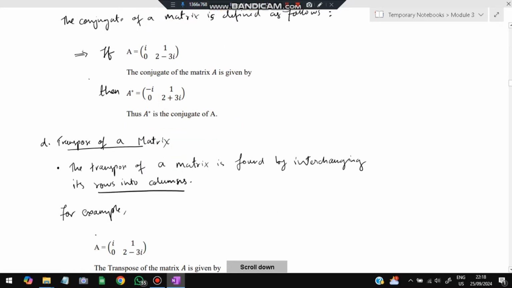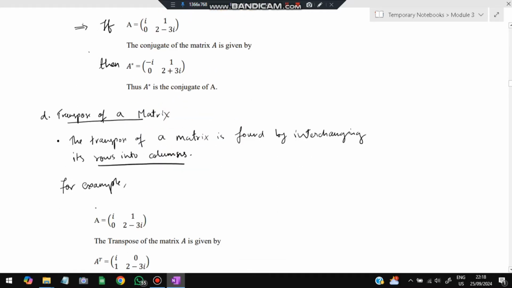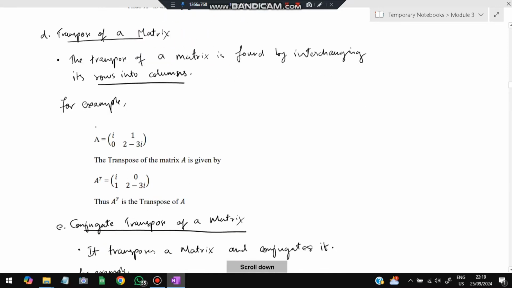And next we have the transpose of a matrix. Transpose means we have to interchange the rows into the columns. Okay, for example, if A is given as this here, the transpose of A will have i0 come in the row here, and this will come in this part here. So the columns became the rows, right? This is the first column, here it is the first row, this is the second column, this is the second row here. So AT is the transpose of A.